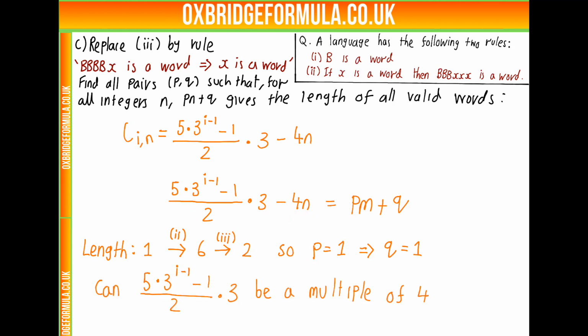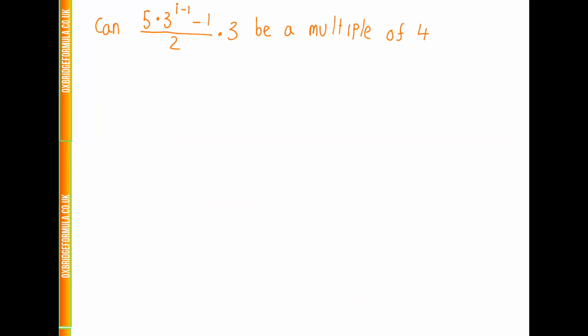So the question we can ask is, can this 5 times 3 to the I minus 1 over 2 times 3 be a multiple of 4? Because if this isn't true, that we can't make this a multiple of 4, we're certainly not going to be able to make a word of length 4 by taking away lots of 4. So if the answer to this question is no, we know this P and Q do not work. So now we have this question to answer.